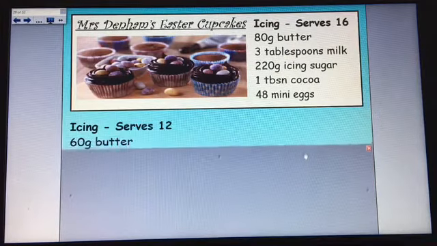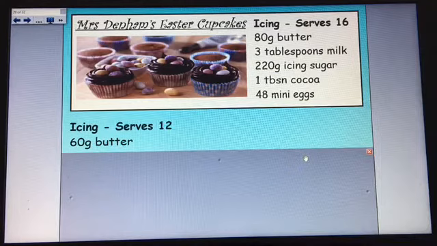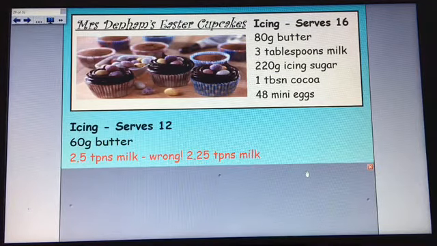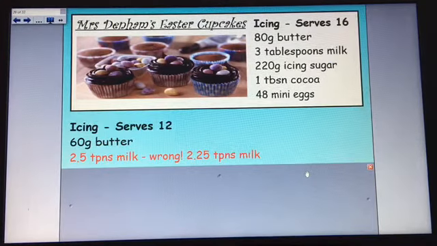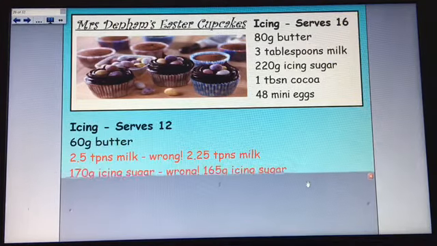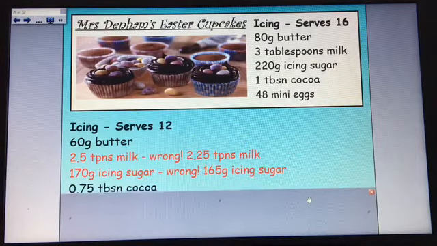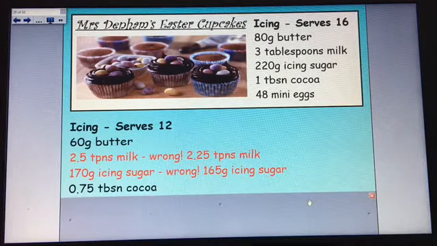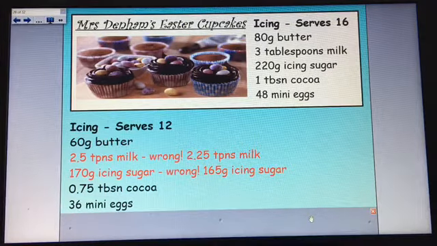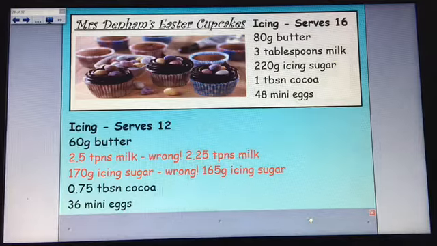I think I got my butter correct. I think my tablespoons of milk was wrong, and I needed 2.25 tablespoons of milk, or 2 1/4. And I think my icing sugar was wrong. I think I should have gone 165 grams of icing sugar. I think my tablespoons of cocoa was right, and I think my mini eggs was... Right, so that's where I must have gone wrong.